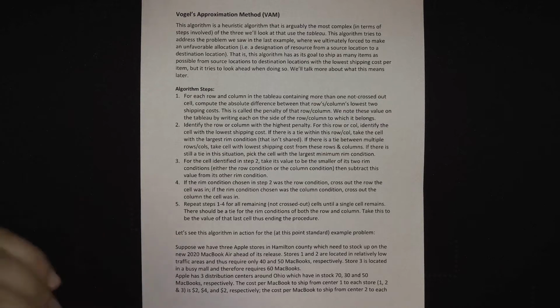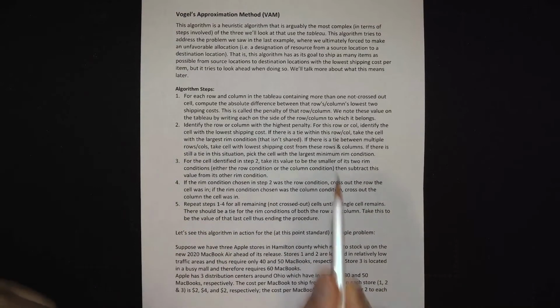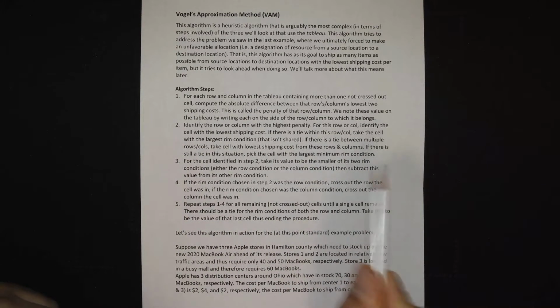Hey guys, this is a revised video for Vogel's approximation method. In the original video, I had a slight error in the second step of the algorithm when it came to breaking ties between multiple columns and rows with the same penalty. So I apologize if you had already watched the first video.